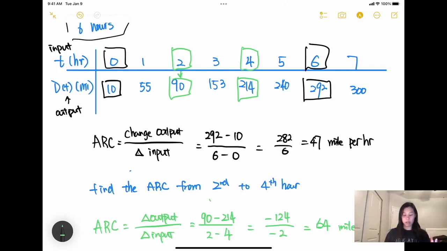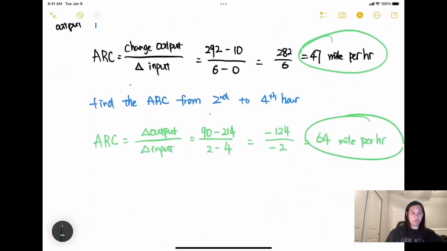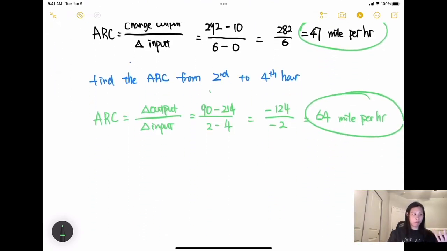So look, you compare these two. The average rate of change is different. The first 6 hours is different than the middle 2 hours, right? Okay, so that's the average rate of change.